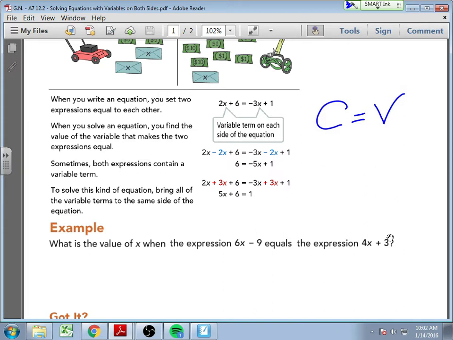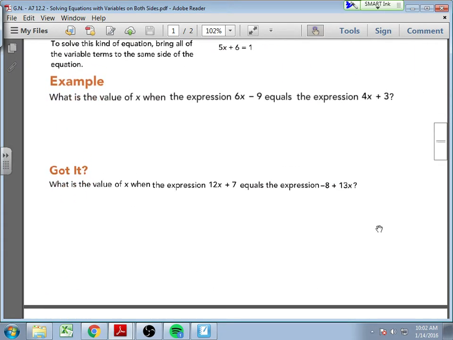They get to here, and then we could subtract 1 from both sides to solve. Or they get to here, and we could subtract 6 from both sides, and then divide to solve. So both those are just showing different ways that we can manipulate the equation, different choices we can make. We could either subtract the 2x from both sides or add the 3x to both sides, whichever you decide to do. So in this example, set it up, try to solve it on your own. We have 6x minus 9 equals 4x plus 3.